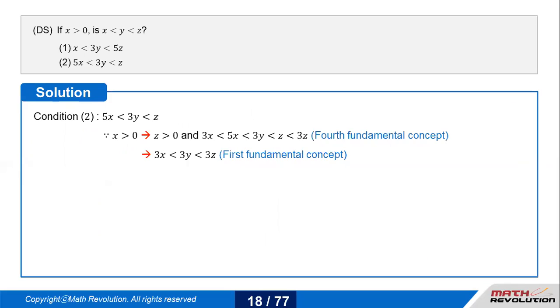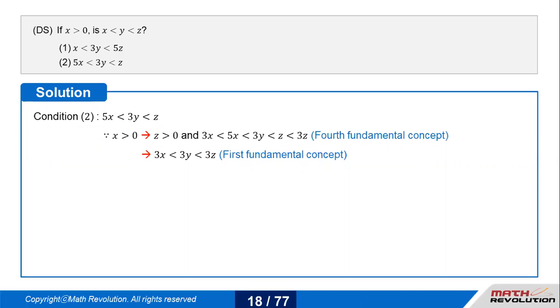Now let's go and check condition number 2, which says 5 times x is less than 3 times y, which is less than z. Now we know that x is greater than 0. If x is greater than 0 and z is greater than 0, definitely 3 times x would be less than 5 times x, and z would be less than 3 times z. This is wherein the fourth fundamental concept is coming up. If A is greater than 0, then 2A would be greater than A. If A is less than 0, then 2A would be less than A.